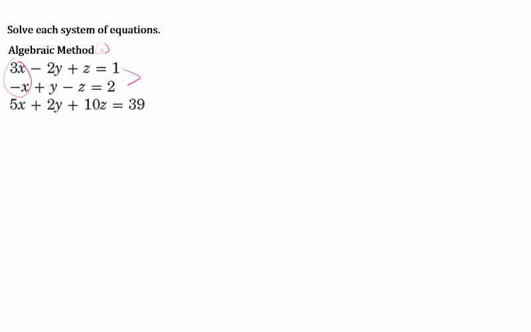So what's going to happen when I combine those is, 3x minus x, those are going to combine together to make 2x. So 3x minus x is 2x. Then I'm going to combine the y's. Negative 2y plus y is negative y, right? Negative 1y. So I'm just going to put negative y there. The z's cancel out like we mentioned. Then I'm going to bring over the equal sign, and then 1 plus 2 is 3, right? So that's what I get when I combine these first two equations.